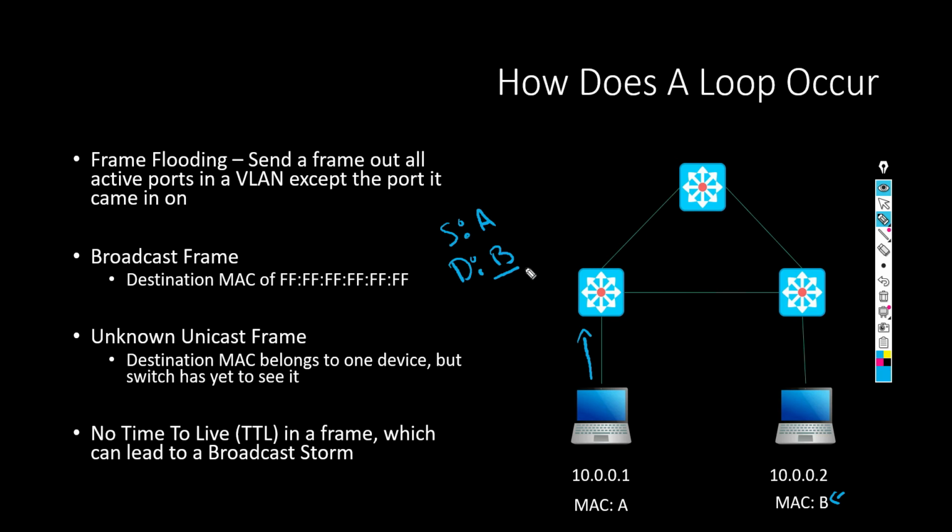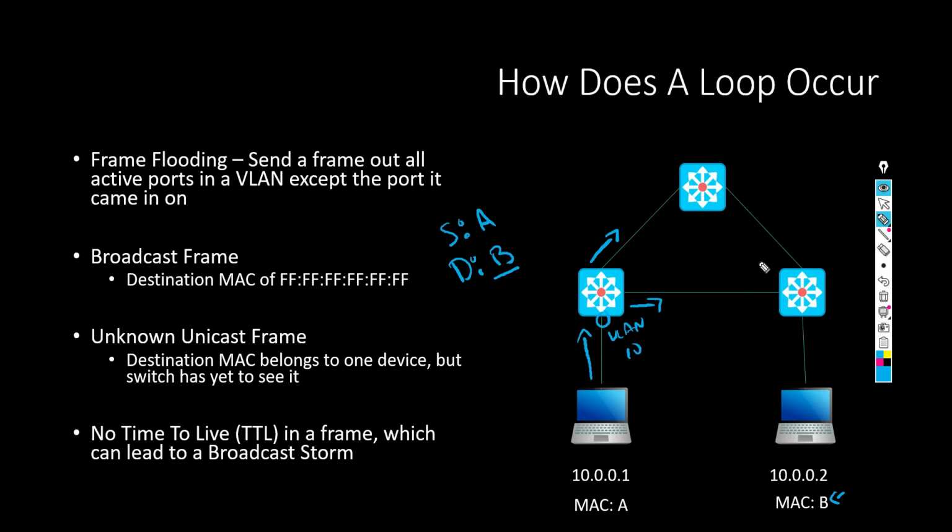Now, if for some reason it gets to this switch and this switch has not learned MAC address B, instead of dropping the frame, he will flood it. So again, if he's in VLAN 10, he's going to then flood the frame out every active port that's also in VLAN 10. So it goes this way and it goes this way. And if neither one of these switches have learned that MAC address as well, then they're going to do the same thing. But like I say, this one isn't that common.